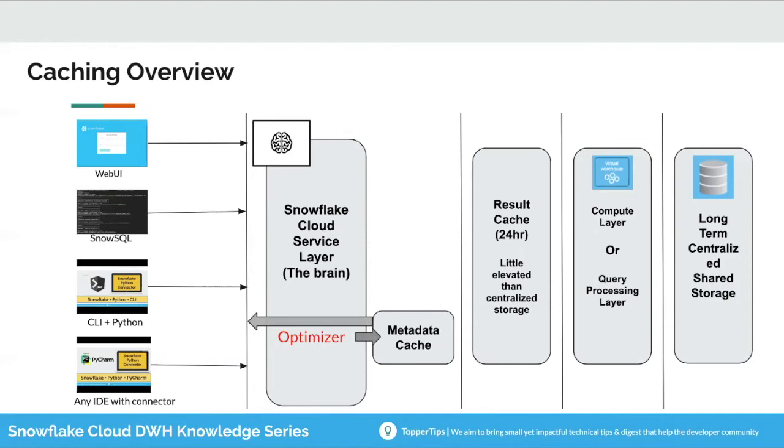Now, the optimizer again checks: is this query being executed by this user or any other user in the last 24 hours? If yes, then it goes to the result cache, which is also called the 24-hour cache, which is a little elevated above the centralized storage. It gets the data from there and returns the result set to the user.